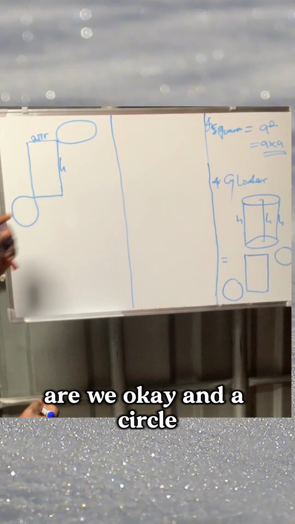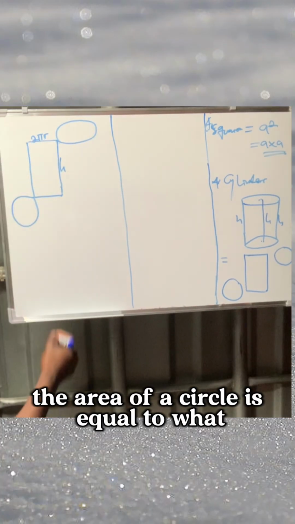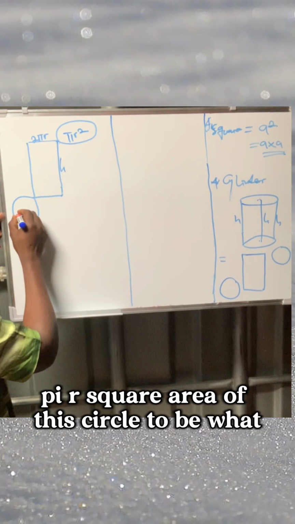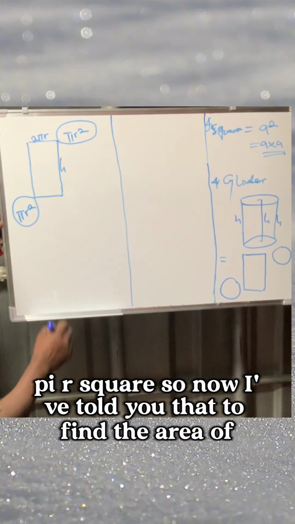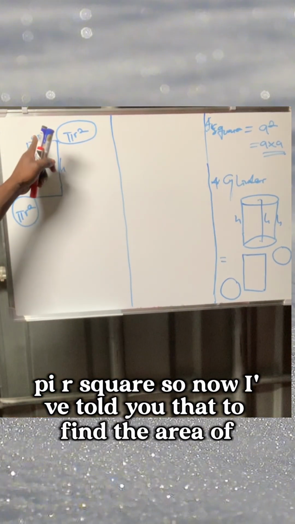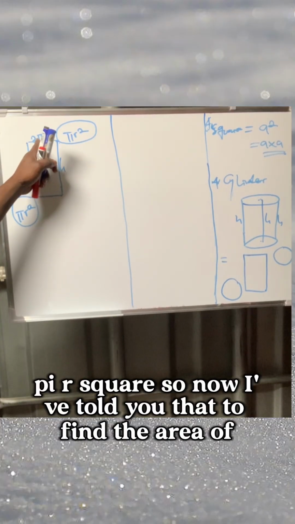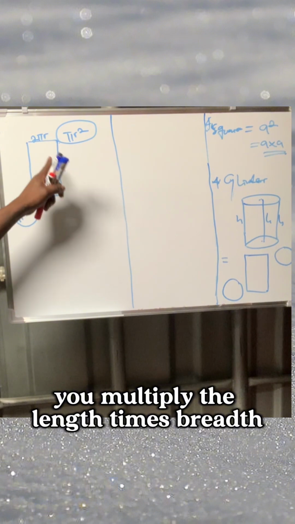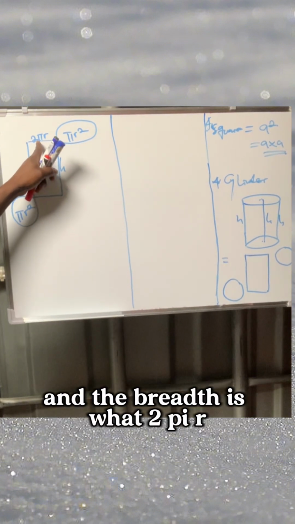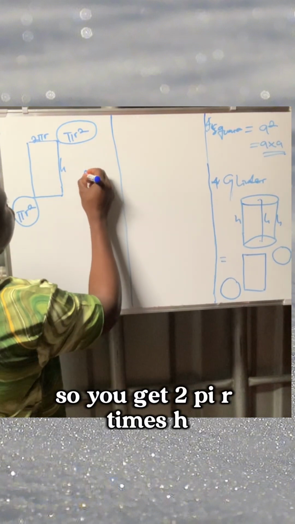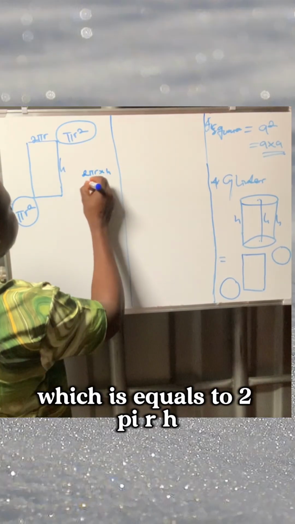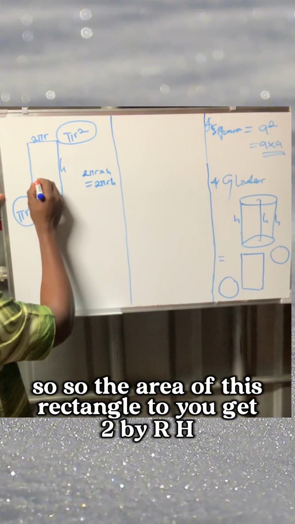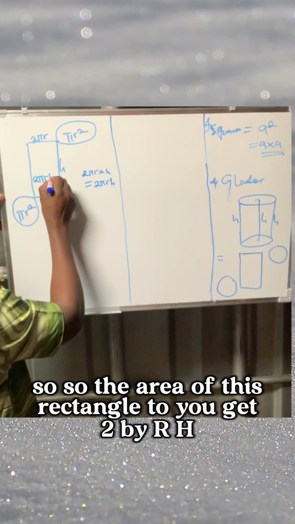Are we okay? And the area of a circle is equal to what? Pi r squared. Area of this circle to be what? Pi r squared. So now, I've told you that to find the area of a rectangle, you multiply the length times breadth. The length is what? h. And the breadth is what? 2 pi r. So you get 2 pi r times h, which is equal to 2 pi r h. So the area of this rectangle too, you get 2 pi r h.